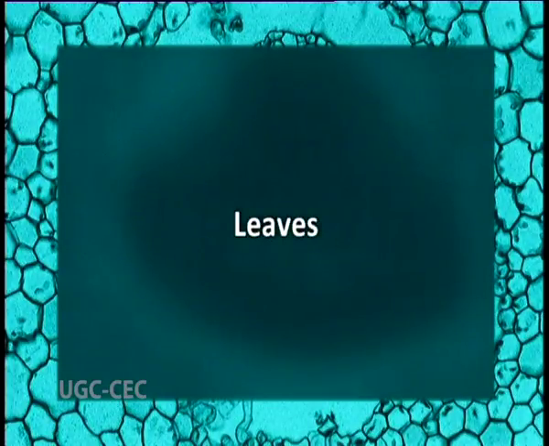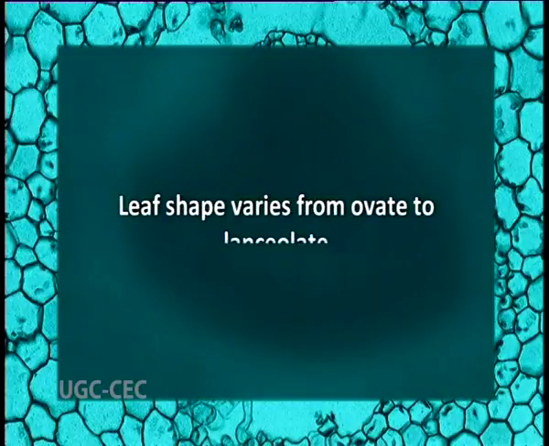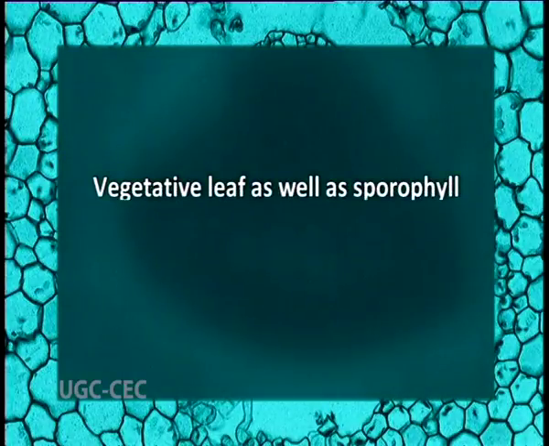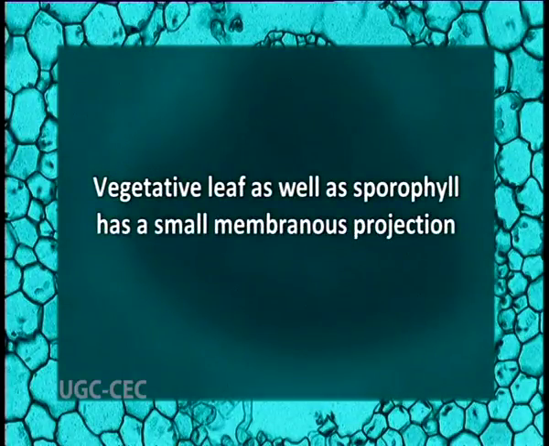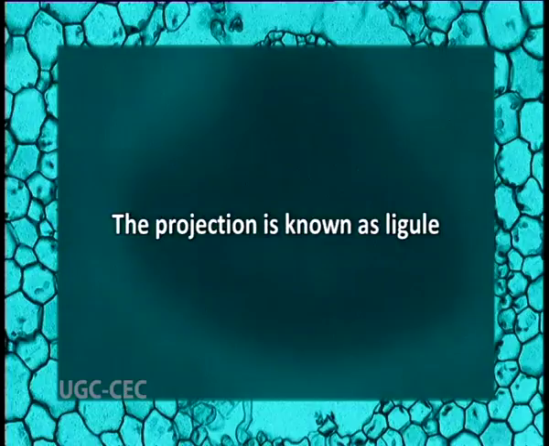Now leaves. The leaves of Selaginella are microphyllous and simple. Their shape varies from ovate to lanceolate. The leaf has a single mid-vein that remains unbranched throughout its course. Most of the species have thin and soft leaves, but in xerophytic species they are thick. The vegetative leaf as well as sporophyll has a membranous projection on its adaxial surface close to the base. The projection is known as ligule.